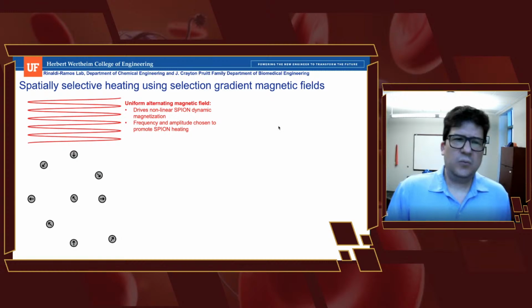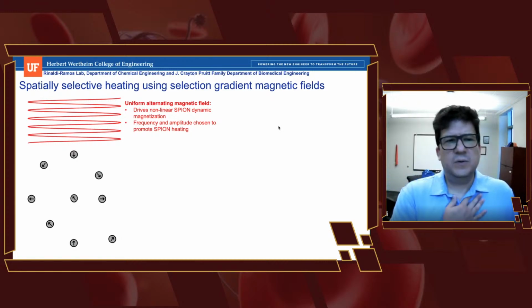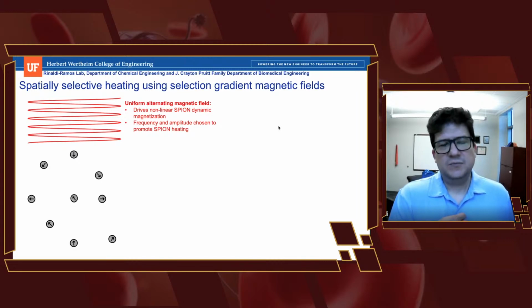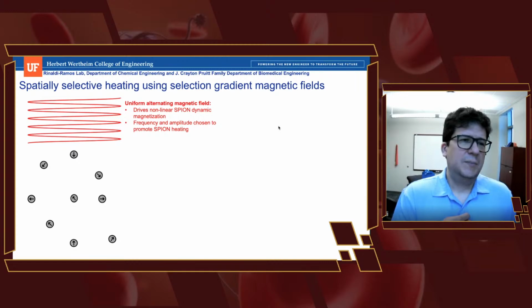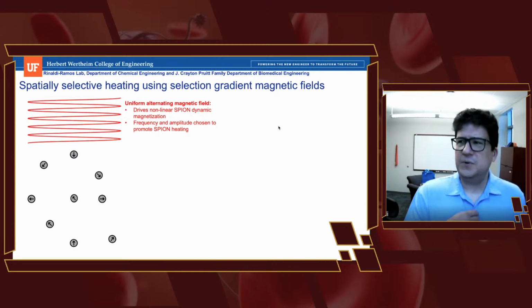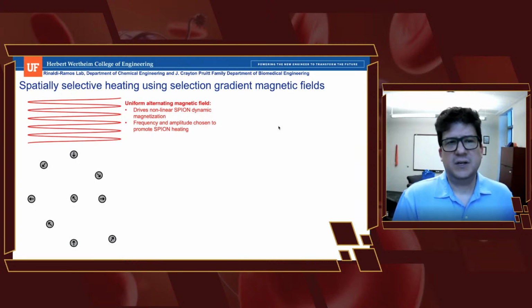Okay, so what I'm going to show you now, what we did with Berkeley, is we demonstrate, we didn't come up with it. There have been previous papers for about, I think, 10 years suggesting these ideas, but we were the first to actually combine it with MPI. So we use this concept of spatially selective heating using a selection magnetic field gradient.